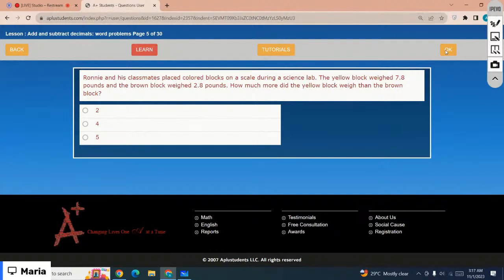Roni and his classmates placed colored blocks on a scale during a science lab. The yellow block weighed 7.8 pounds and the brown block weighed 2.8 pounds. How much more did the yellow block weigh than the brown? So you need to see how much more the yellow block is than the brown. So obviously you have to subtract them. You need to do 7.8 take away 2.8. So which is the correct option?